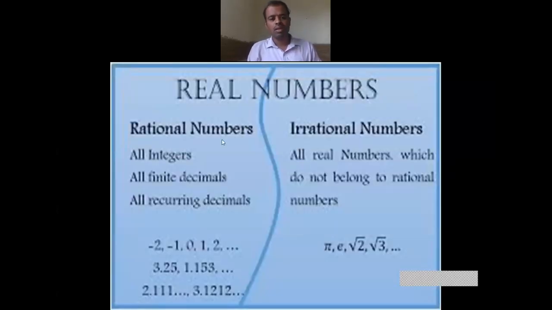Here, one more example. Real numbers. How many types of real numbers are there? Rational numbers and irrational numbers. What is meant by rational numbers? All integers, meaning positive and negative integers. Next, all finite decimals. What do finite decimals mean? Decimals like 3.25, 1.5.